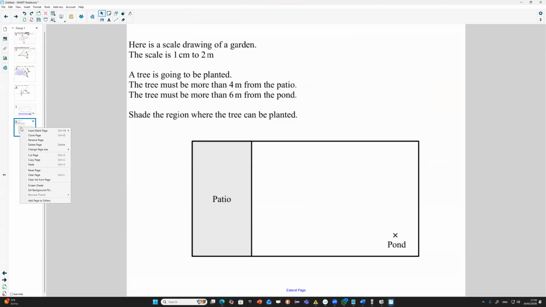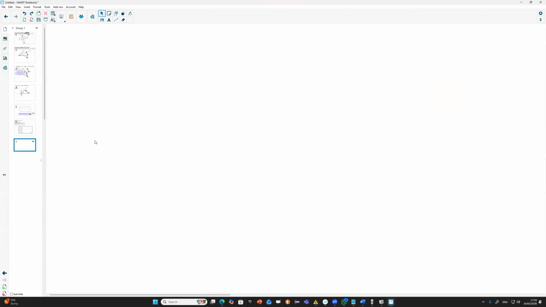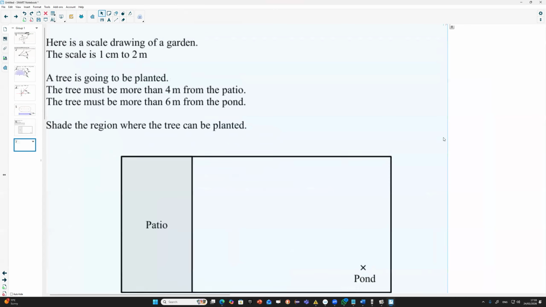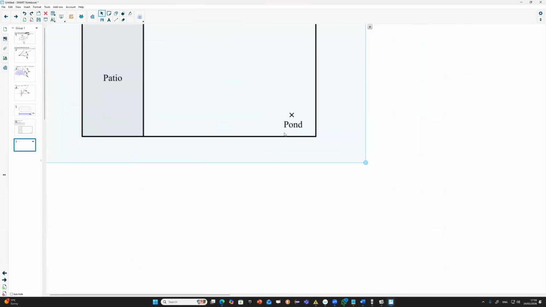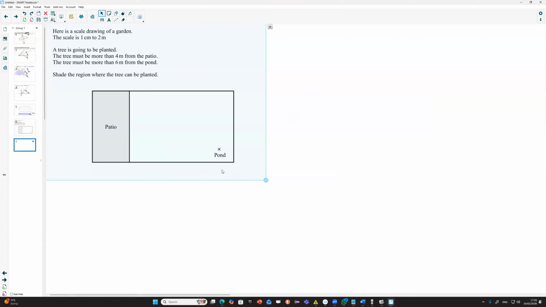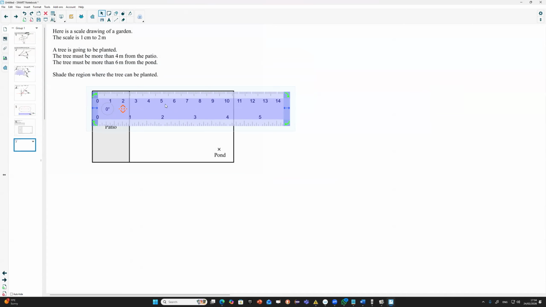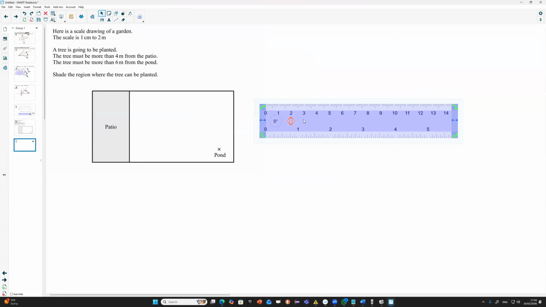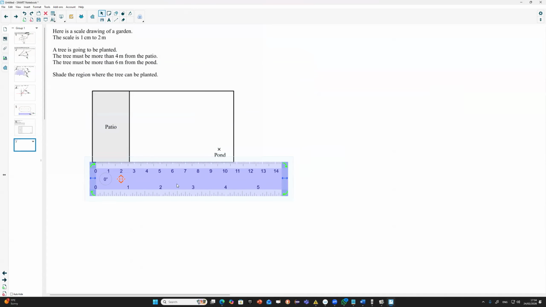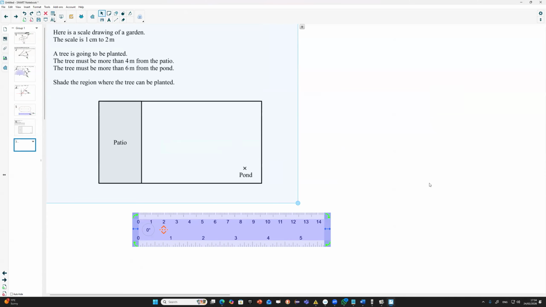You do a new page. That's better. I get the full space now. Right, so we've got a scale drawing of a garden. Scale is 1 centimeter to 2 meters. Now the problem with that is I don't know how to scale my screen. 1 centimeter to 2 meters. I think that's probably acceptable. Let's make it a bit bigger. There we go. So a tree is going to be planted.